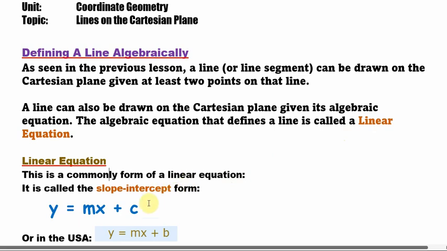Below, we have a commonly used form of the linear equation where we have y equal mx plus c. Or in the USA or other regions, they have y equal mx plus b. So you can pause the video here and take up this section of the notes and we move on to the next section.